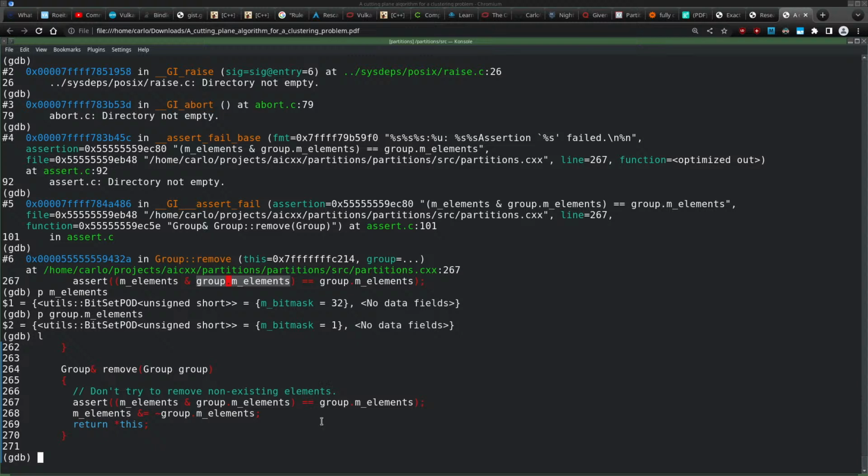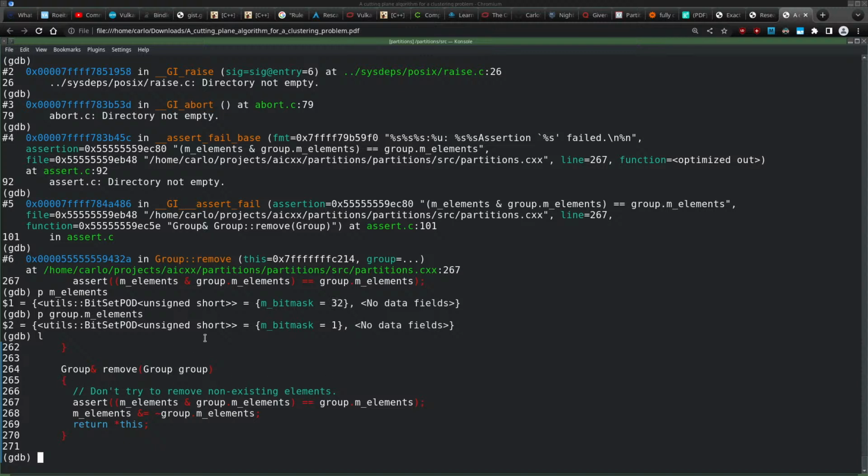Apparently I'm trying to remove... Jeremy, hi. Apparently I'm trying to remove bit 1 from my bit mask where only bit 32 is set.